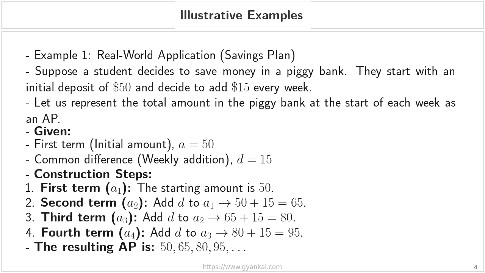By following this repetitive process of addition, we have successfully constructed our sequence. The resulting arithmetic progression is 50, 65, 80, 95, and so on. Now, keep this logic in mind, because in the next slide, we will see how this same process works even when the numbers are decreasing.